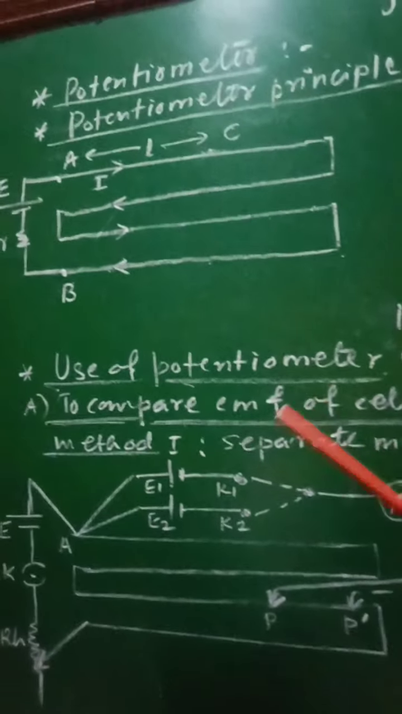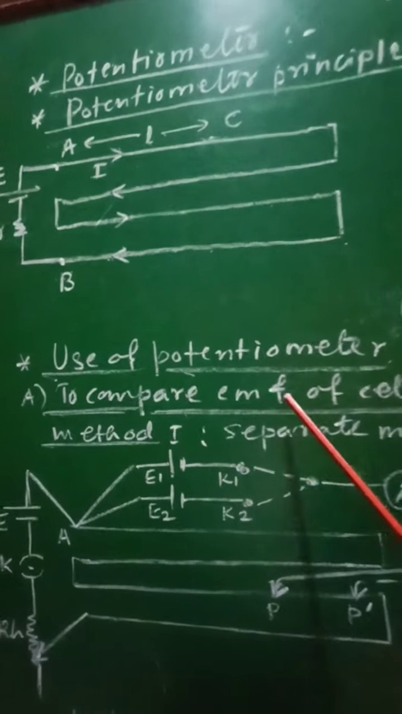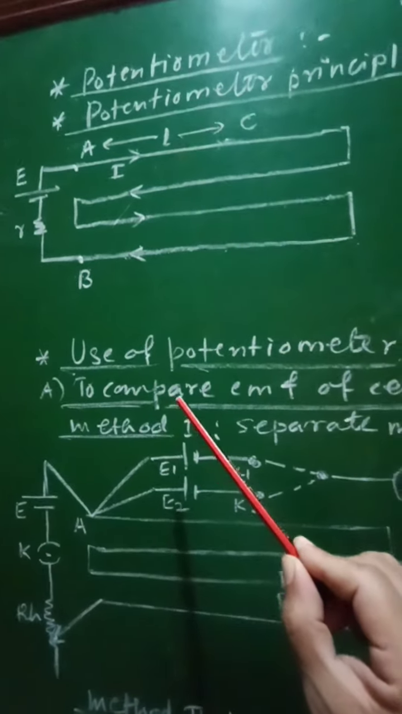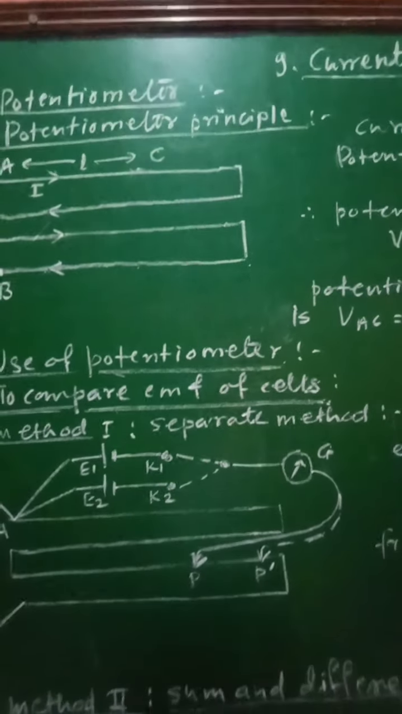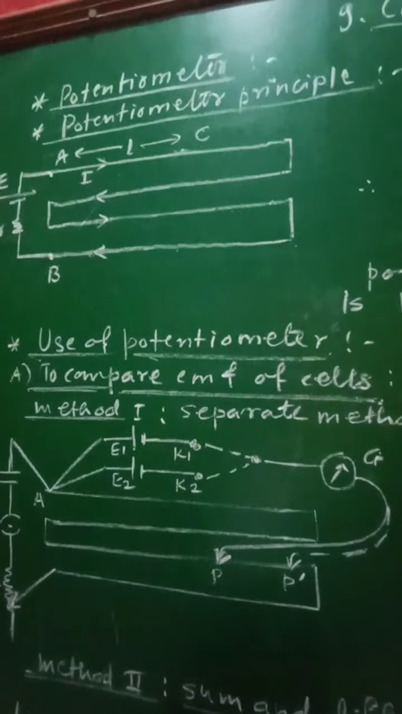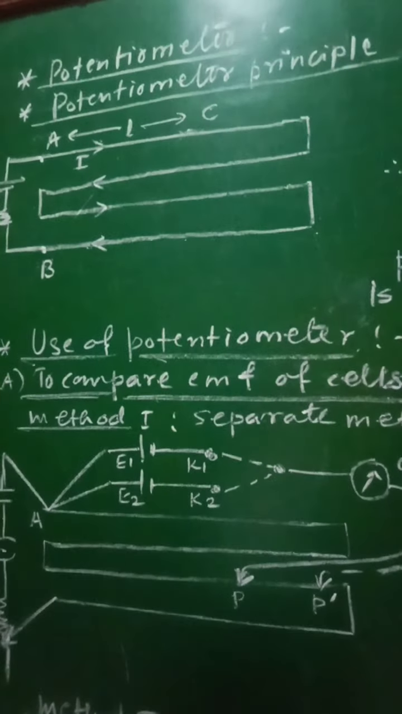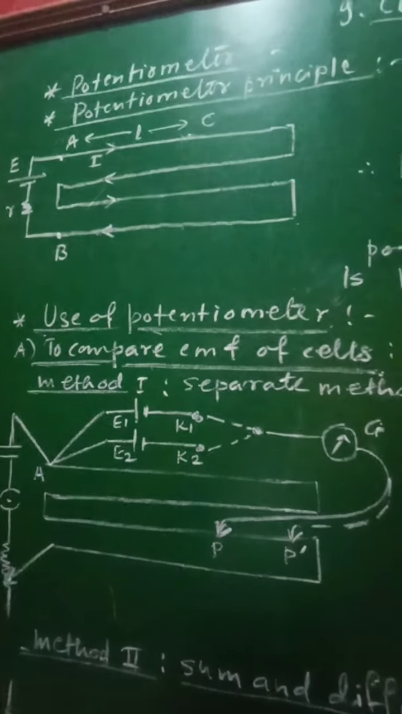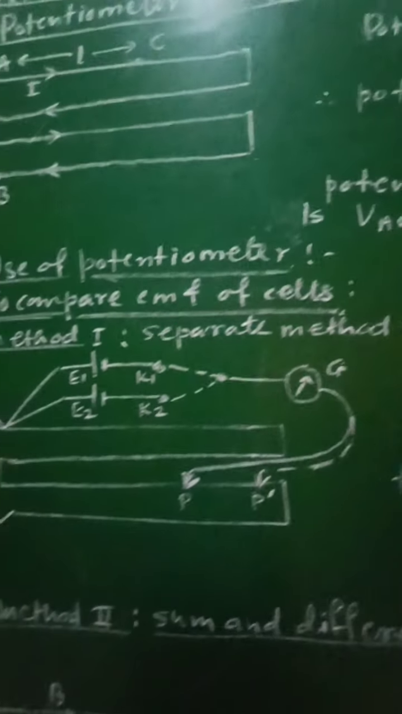Now let us see the use of potentiometer. So different uses of the potentiometer will be there. The first use, that is A, is to compare the EMF of cells. So the EMFs of the cells can be compared by using this potentiometer, and again there will be two methods. So the first method is the separate method or individual method.